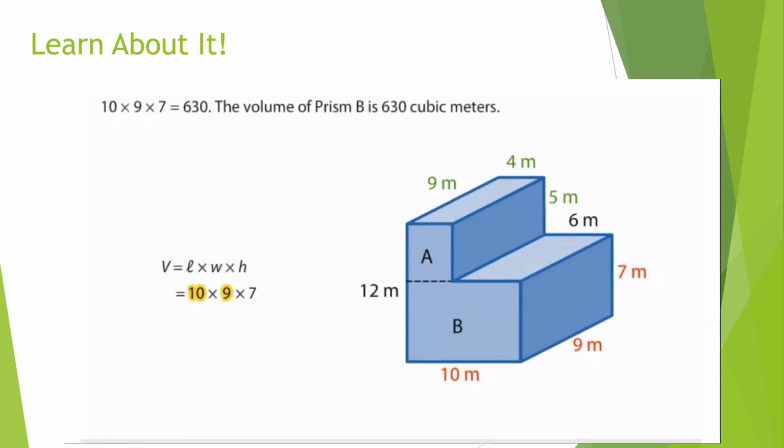10 times 9 times 7 equals 630. The volume of prism B is 630 cubic meters. Again, in figuring out that multiplication, I would have multiplied 9 times 7 first and got 63, and all I would have left is 10 times 63. And if I'm annexing a 0 to 63, I'm multiplying it by 10, then I would have 63 tens, or 630.